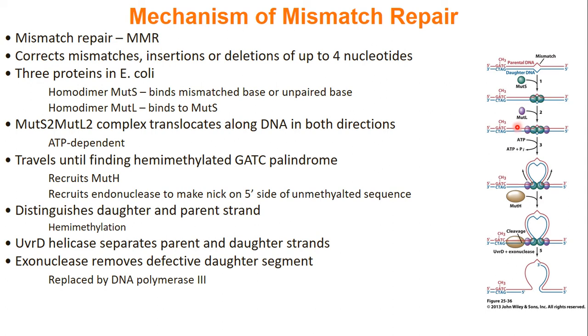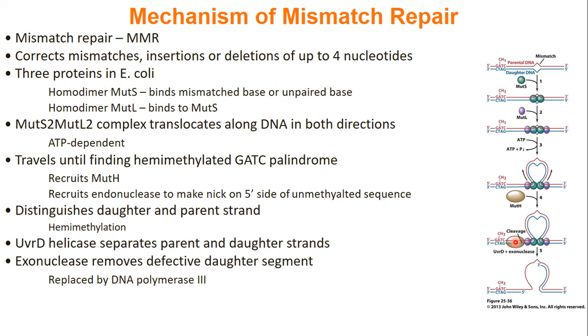And what they're going to do is go along the DNA in both directions until they find a GATC palindrome. So they'll just search the DNA until they find this palindrome. Once they find the palindrome, a mut-H will be recruited. And what mut-H does, as an endonuclease, is find the DNA strand that's unmethylated and make a nick on the 5' side of that DNA.